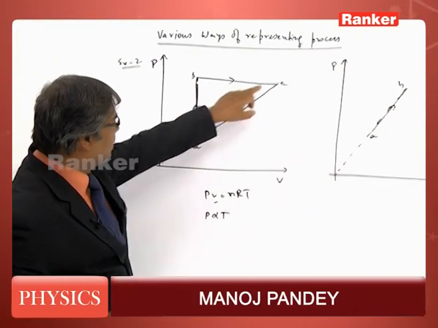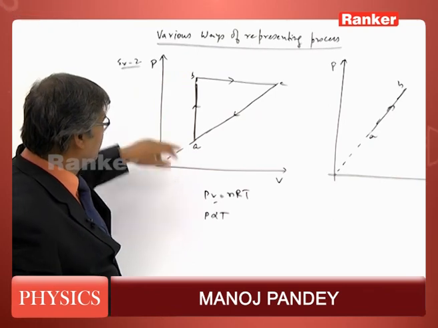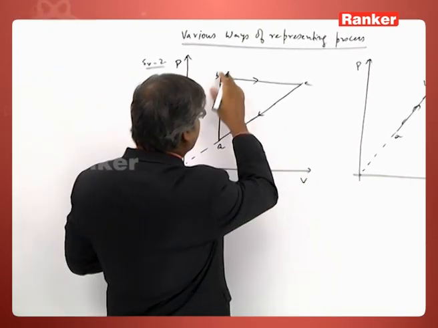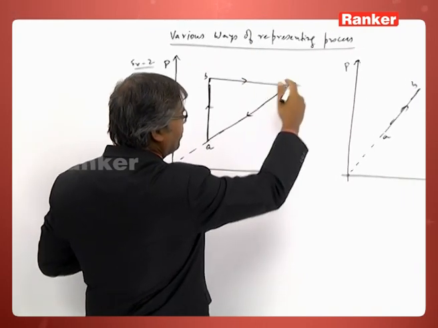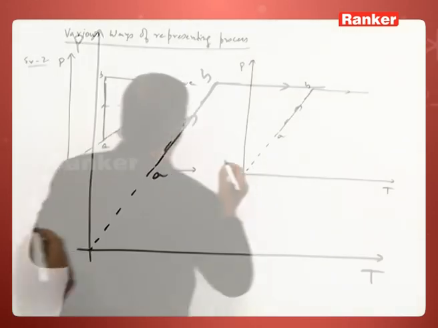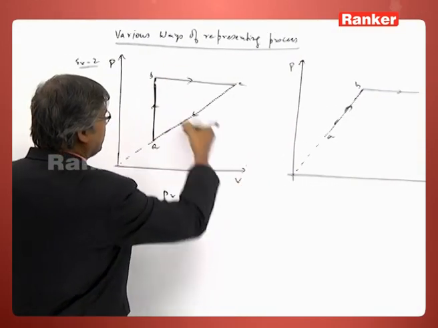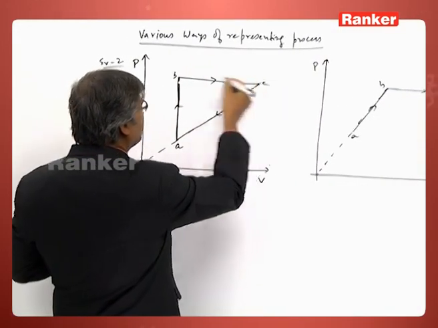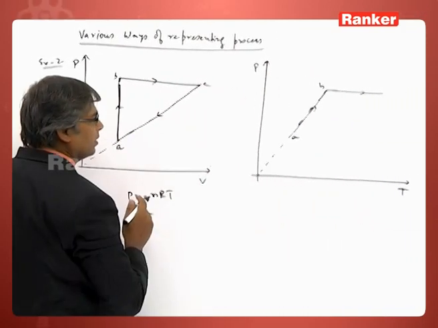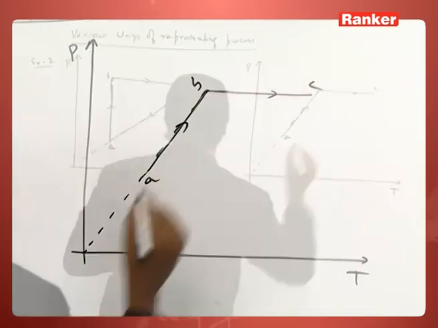Next, B to C, pressure is constant. When pressure is constant, and you see the isotherms are there and temperature is increasing, so I go this way. You see, these are the isotherms in the PV diagram. So C has a higher temperature than B, so it is going this way, not coming this way. So A, B, C we have got.